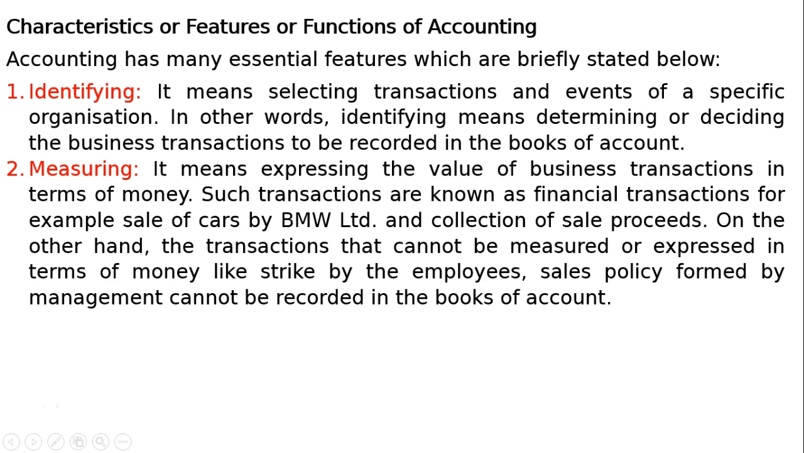Second, measuring. It means expressing the value of business transactions in terms of money. Such transactions are known as financial transactions. For example, sale of cars by BMW Limited and collection of sale proceeds. On the other hand, the transactions that cannot be measured or expressed in terms of money, like strike by the employees, sales policy formed by management, cannot be recorded in books of account.